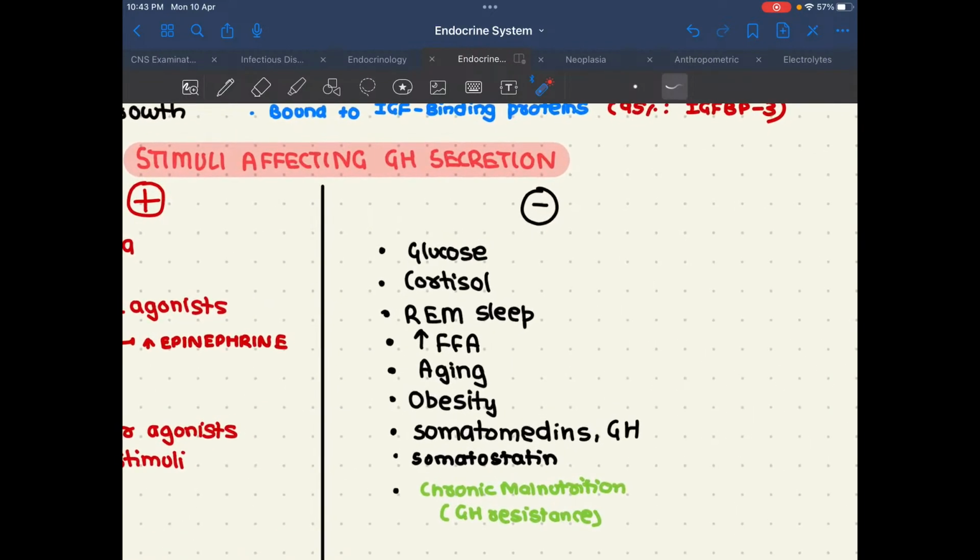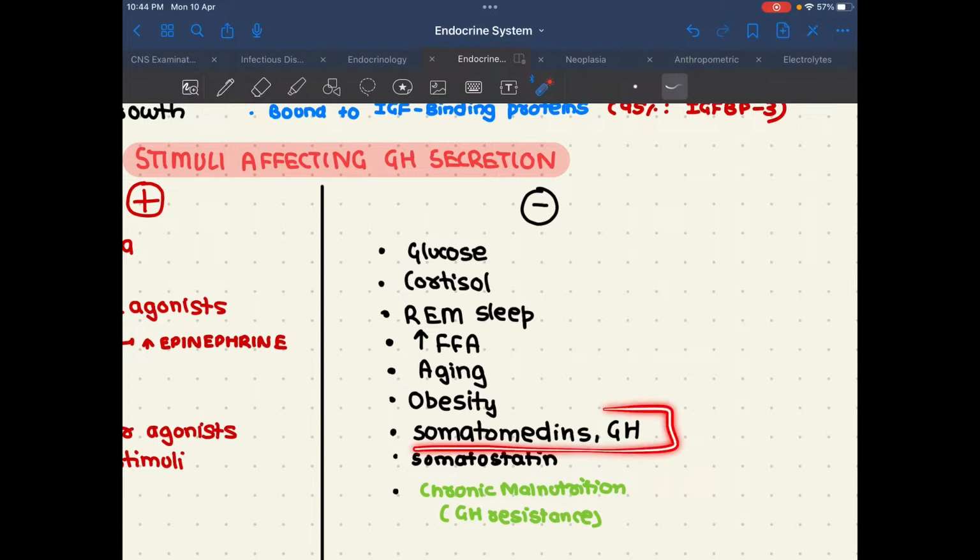What inhibits growth hormone? Glucose. Whenever glucose is there, growth hormone is going to get inhibited. Cortisol is going to inhibit growth hormone. REM sleep, there was NREM here, यहाँ पे REM sleep is going to inhibit growth hormone, right? Free fatty acids ज़्यादा हो रहे हैं, that's going to inhibit growth hormone. Aging, as you age, your growth hormone releases. That is why some scientists were saying, let's use growth hormone for your anti-aging effects, right?